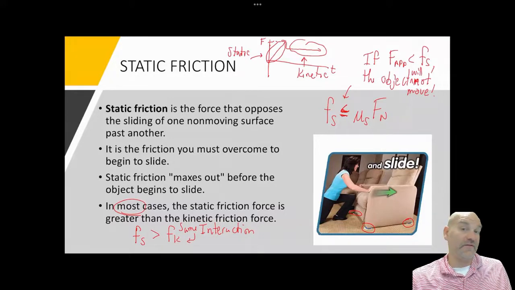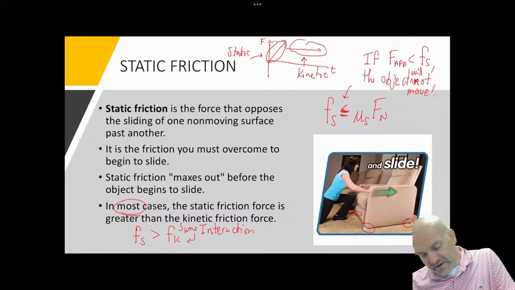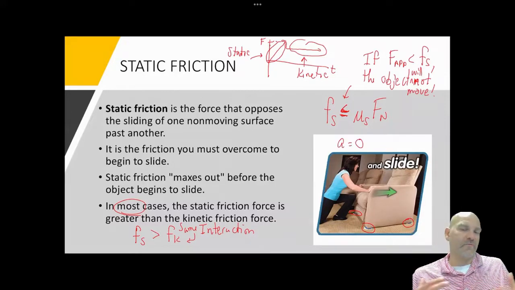So if I know that I have to have at least 50 newtons of force to begin to slide the object, and I'm only pushing with 30, there's no motion, okay? It's not moving. And in these questions, our acceleration will be 0, because we're not accelerating the object yet. We're just trying to get the push going.